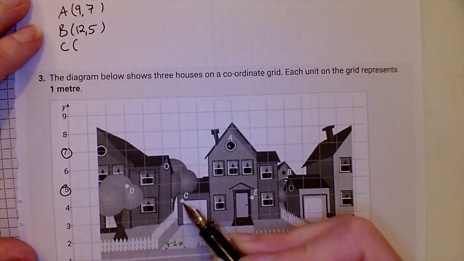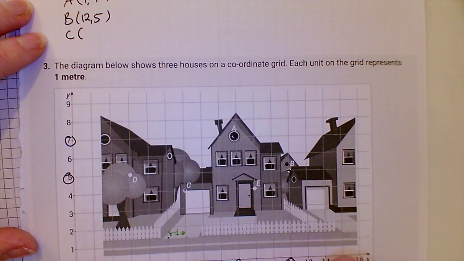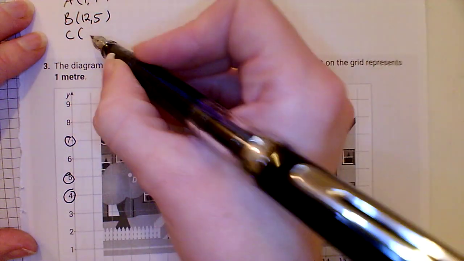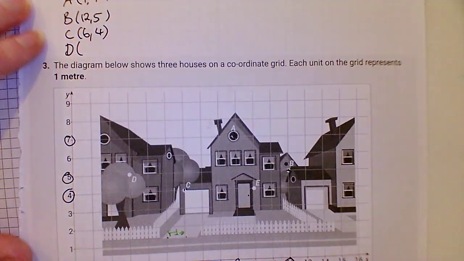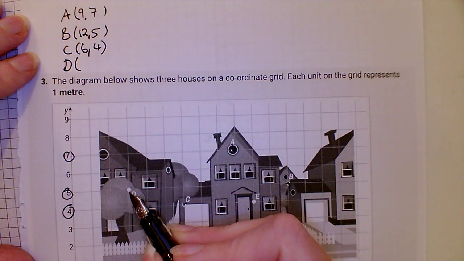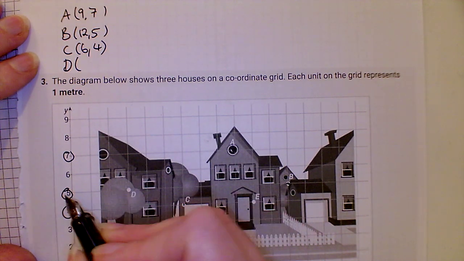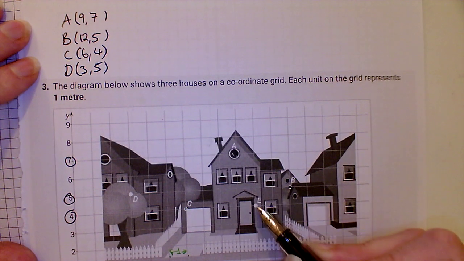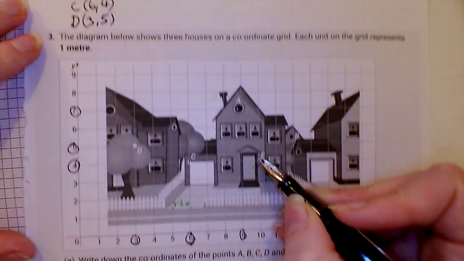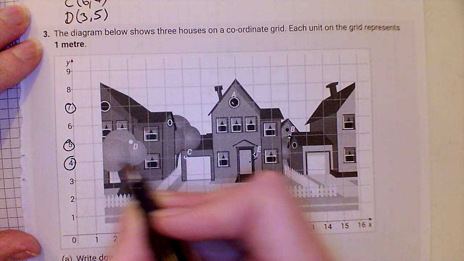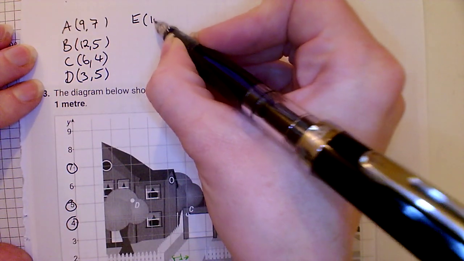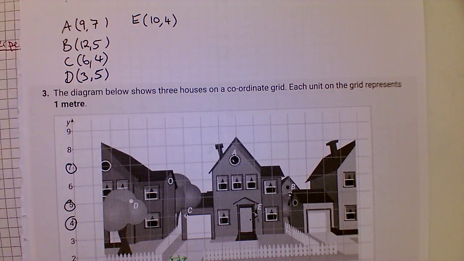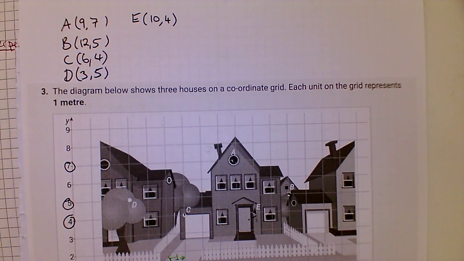C is over here, the corner of the garage, is at 6, 4. The X value first every time. D, I'm going to find it, it's in my tree, is at 3, 5. And E, there it is, near my door, and it's at 10, 4. So E is at 10, 4. Okay, so those were the coordinates that we needed to write down.